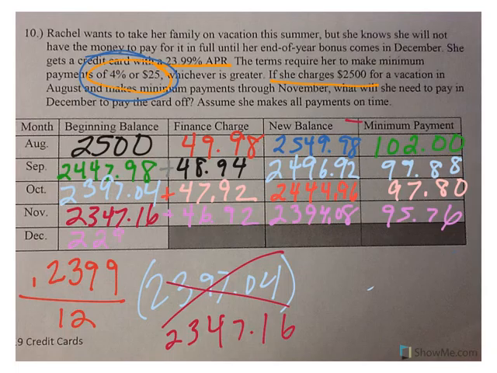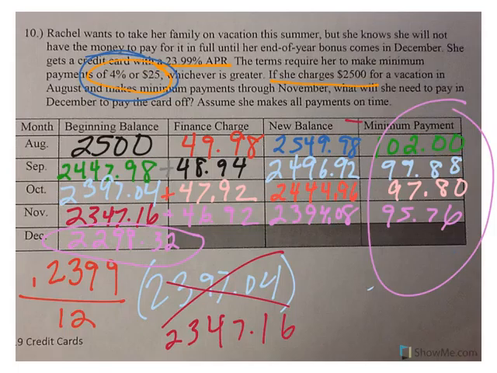So in December, she will have to pay $2,298.32 if she wants to pay off her credit card. So she's made almost $400 worth of payments, and her credit card's only gone down by $200. So that's pretty depressing because she's paid so much in finance charges.